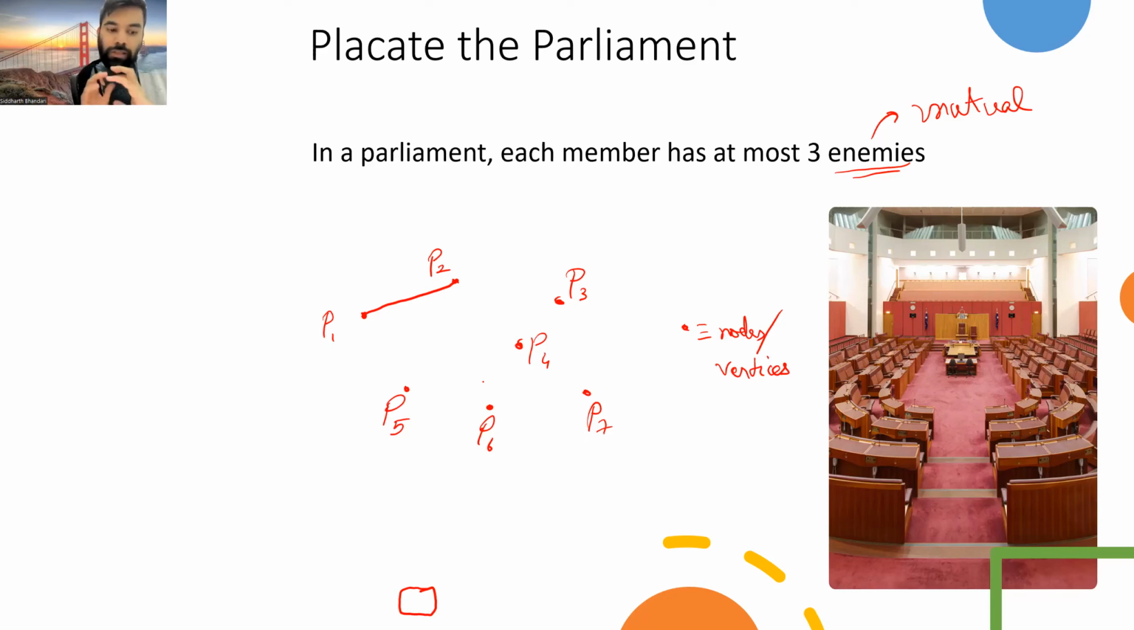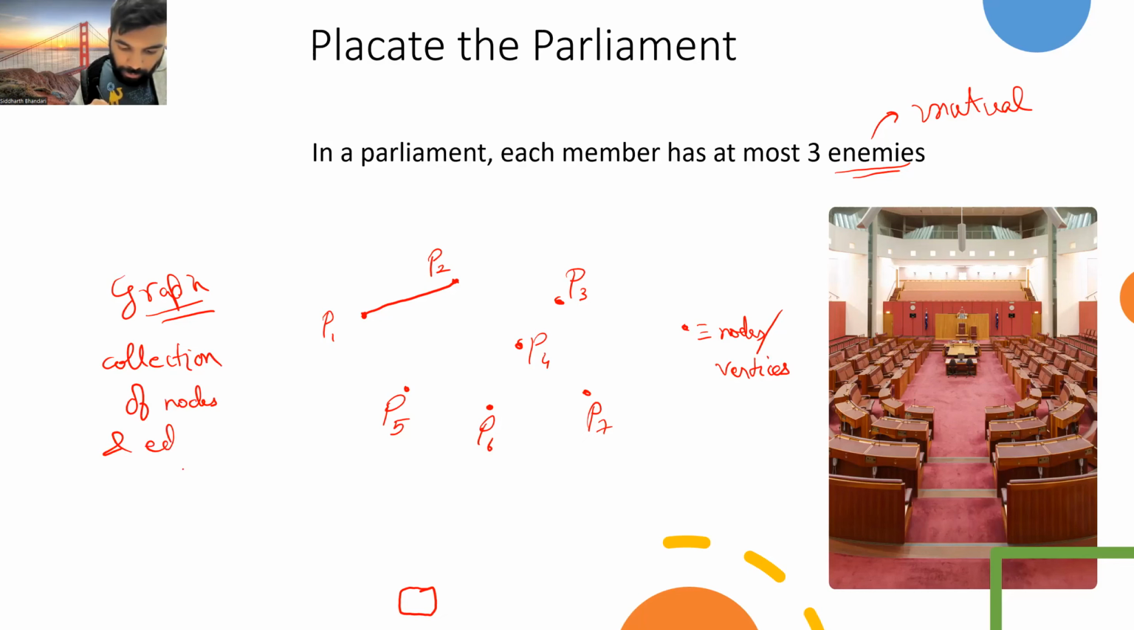We capture it by means of a graph. So this is the graph of the situation. So what is a graph? A graph is just a collection of nodes and edges. Nodes, I already told you. What are edges? Edges are just connections between the nodes. I'm not going to tell you what they are formally because I don't think that is going to be very helpful anyways. So here the connection implies that P1 and P2 are enemies.